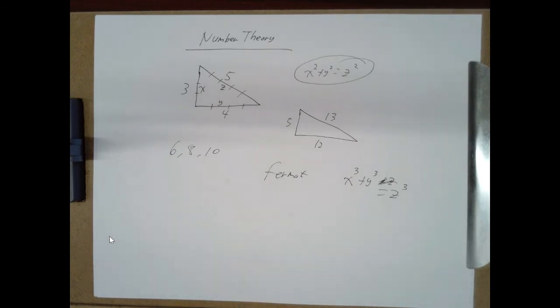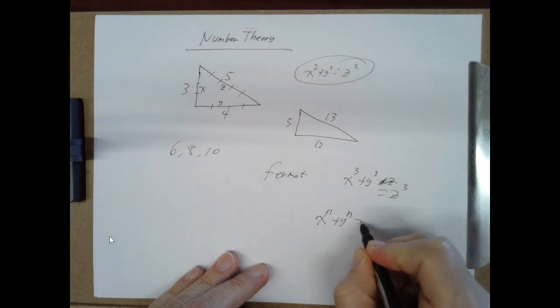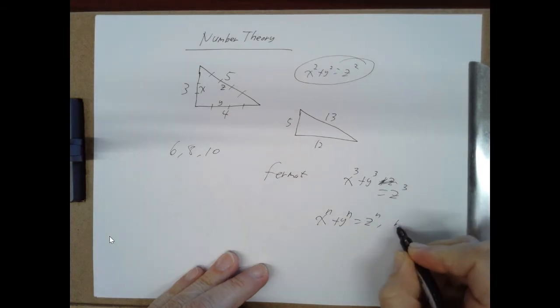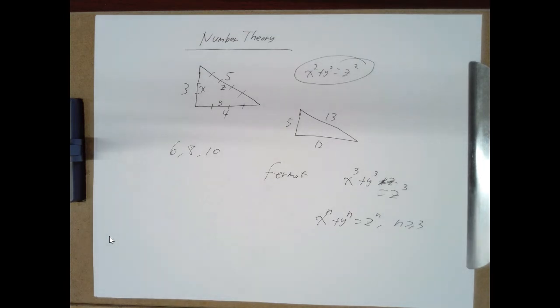So people started looking for a solution to this, and I think he actually claimed that he had a proof for the general case, for any n bigger than or equal to 3. So you can't solve x to the fourth plus y to the fourth equals z to the fourth, or any other power bigger than 2. So people started looking for a proof to this theorem, and this was called Fermat's last theorem.